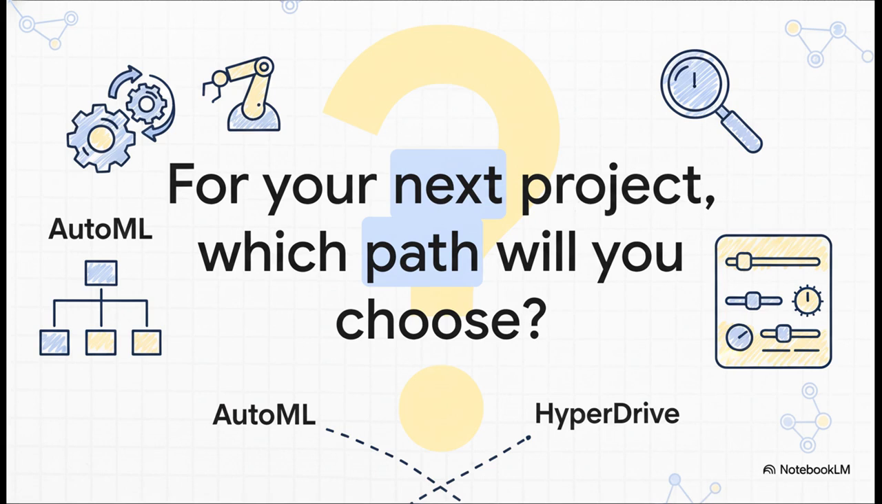That's the breakdown. You now have a really clear framework for deciding between the automated power of AutoML and the precision control of hyperdrive. So the only real question left is, on your next project, which path are you going to choose?